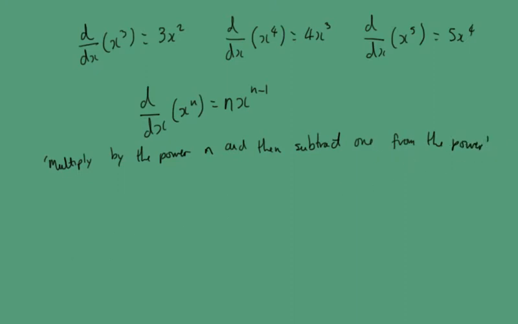So we're going to do some examples. We've got x to the power 7, 1 over x squared, and we've got f of x is the square root of x, and y equals 2. So d by dx of x to the power 7 would be, we multiply by the power, so 7x, and then 7 minus 1 is 6.